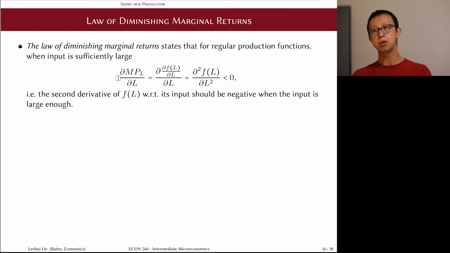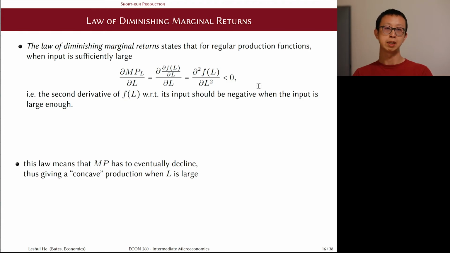Now, because the marginal product itself is a first-order derivative of the production function, the derivative of the derivative with respect to the same variable is just a second derivative of the production function with respect to the input. So the law of diminishing marginal returns in some ways just says that the second derivative of the production function should be negative.